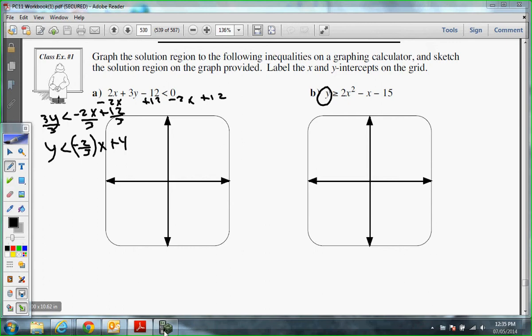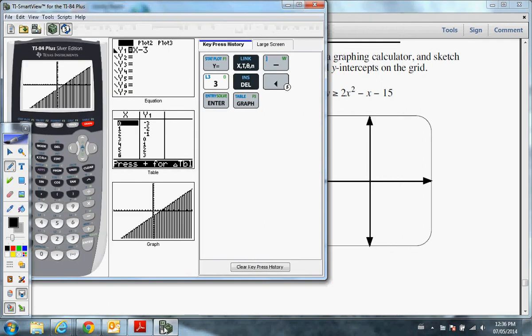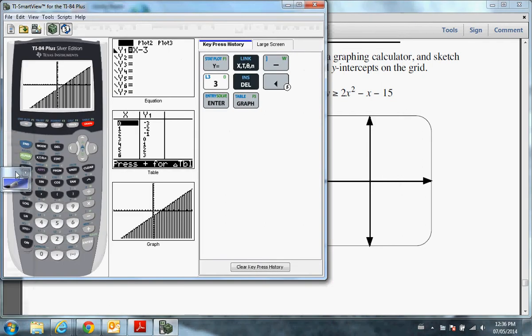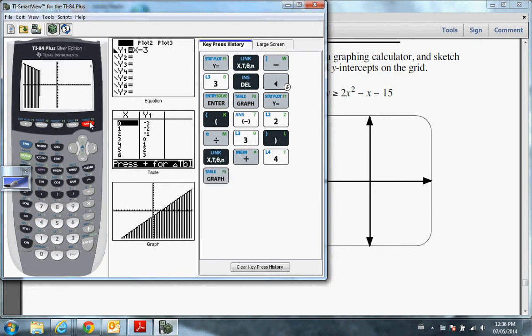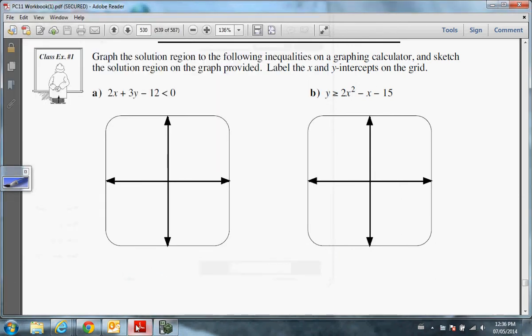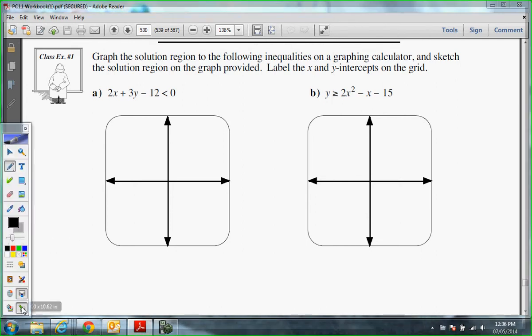I'll put them in as well here. So, I want y equals, parentheses, negative 2 divided by 3, x plus 4. And I wanted less than, so it's already set up for less than. So I hit graph. There's your new line. It's a negative slope, shaded below. Okay, so if I go back to my graph here, 1, 2, 3, 4, down 2 over 3, down 2 over 3. So this would be your line. It's dotted. And we want to shade below.